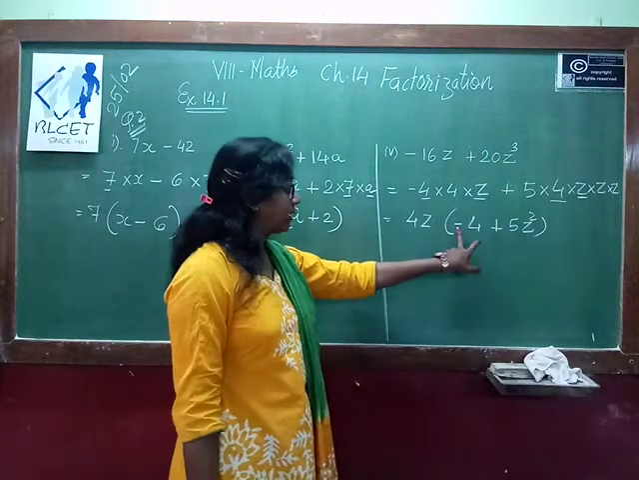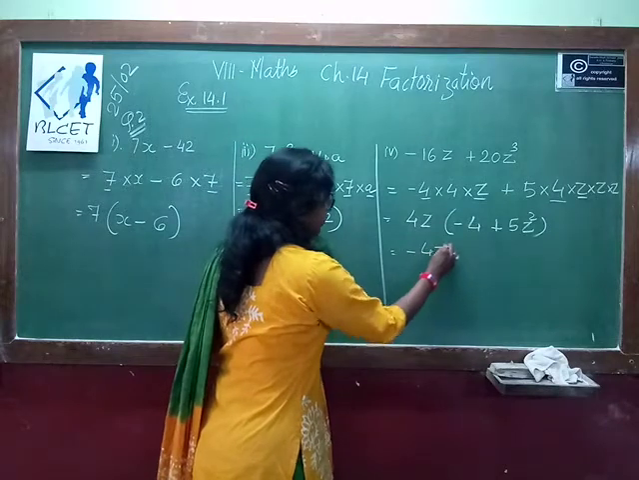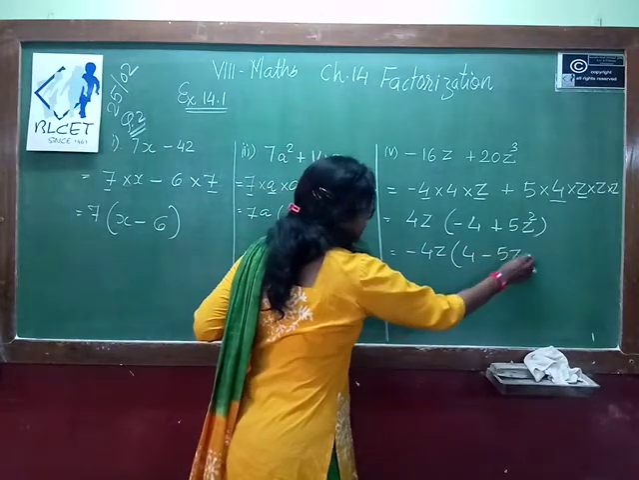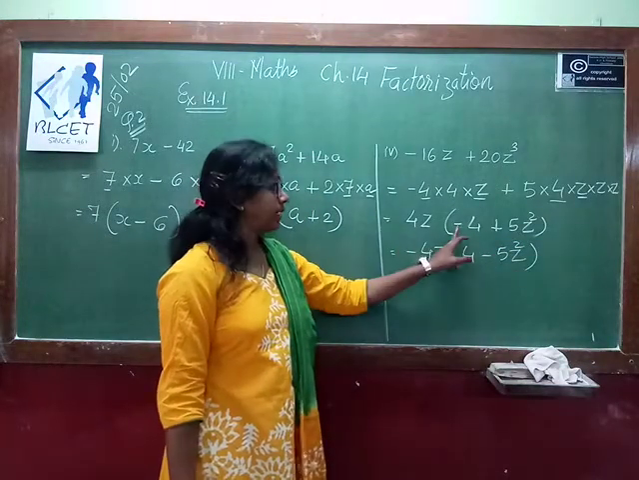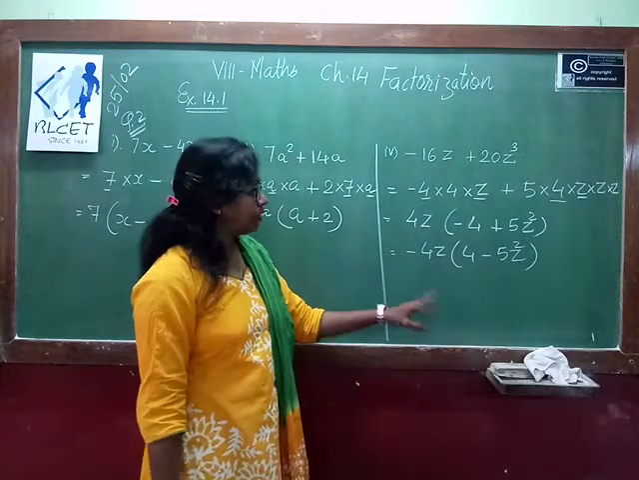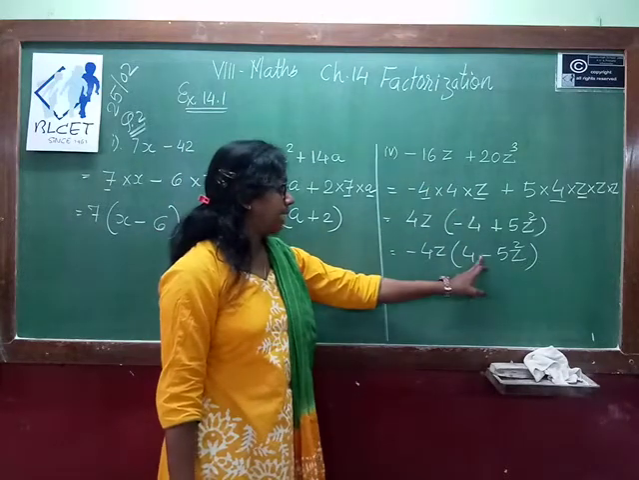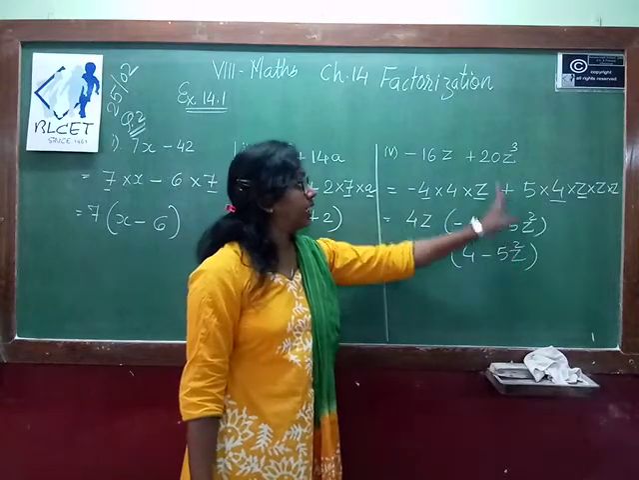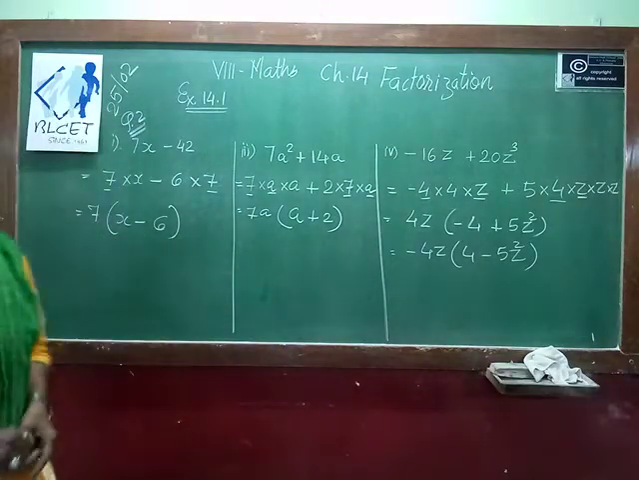If you want to take this minus out, what is your answer? Minus 4z into 4 minus 5z square. If you take minus out, what happens? This minus becomes plus and this plus becomes minus. Want to check your answer? Minus 4z into 4 will give you minus 16z, minus 4z into minus 5z square will give you plus 20z cube. So this way we can check our answer. Okay, move on to the next question.